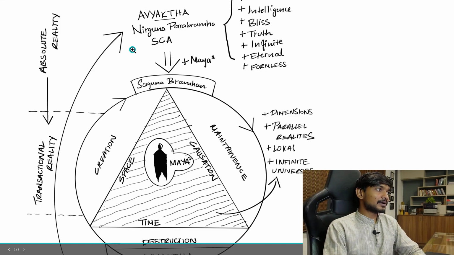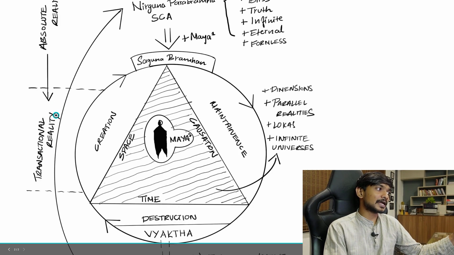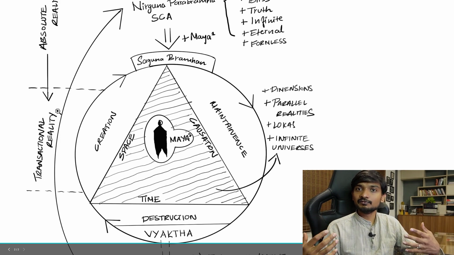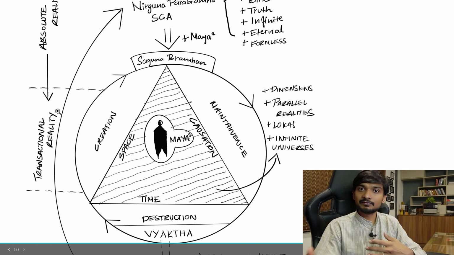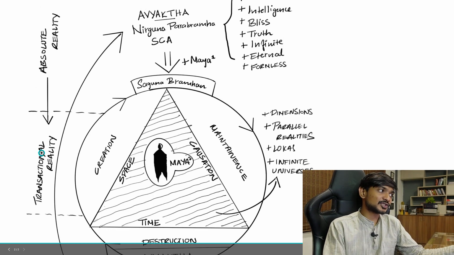If you look at the simple diagram, you can understand this existence in two aspects. One is absolute reality and the second is transactional reality. Transactional reality is what we are experiencing right now. You are listening to this, I am talking, your senses are active, you are constantly consuming different information, and you are experiencing this world as something separate from yourself. All the physical world that we see around us is happening in the transactional reality.